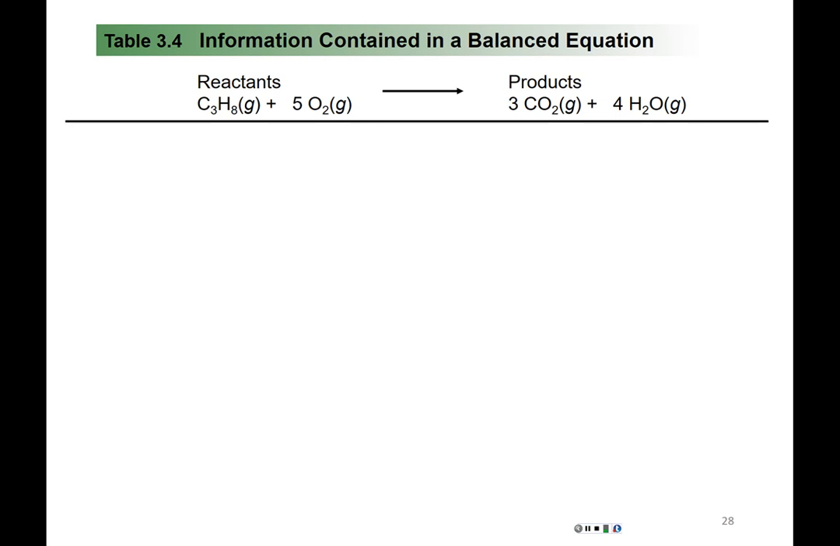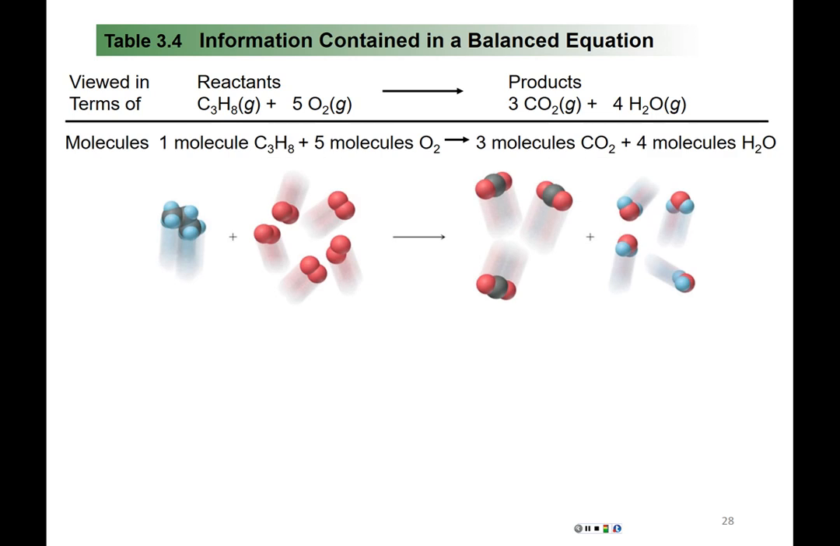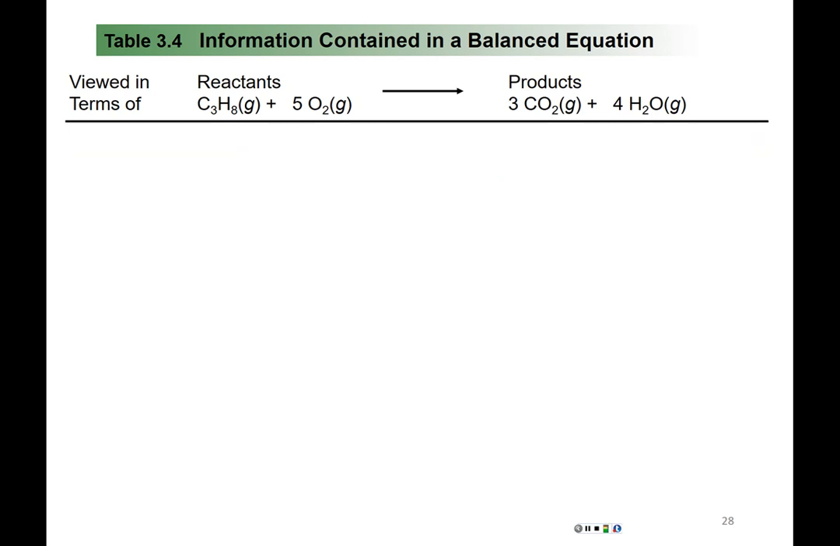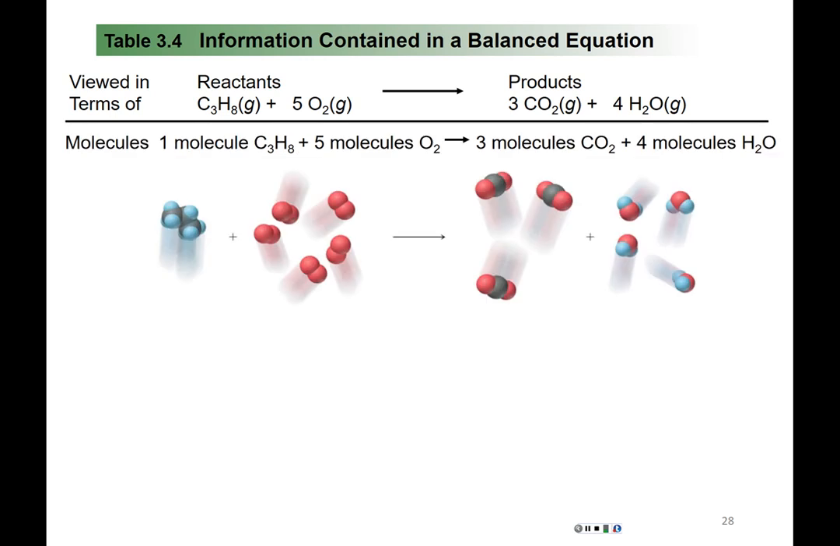So if we look at a balanced chemical equation, in this case we have C3H8 gas plus 5O2 gas going to 3CO2 gas plus 4H2O gas. So this is a combustion reaction. Right. So that's the chemical equation. And what do we want to view this in terms of? Well, we can view this in terms of molecules.